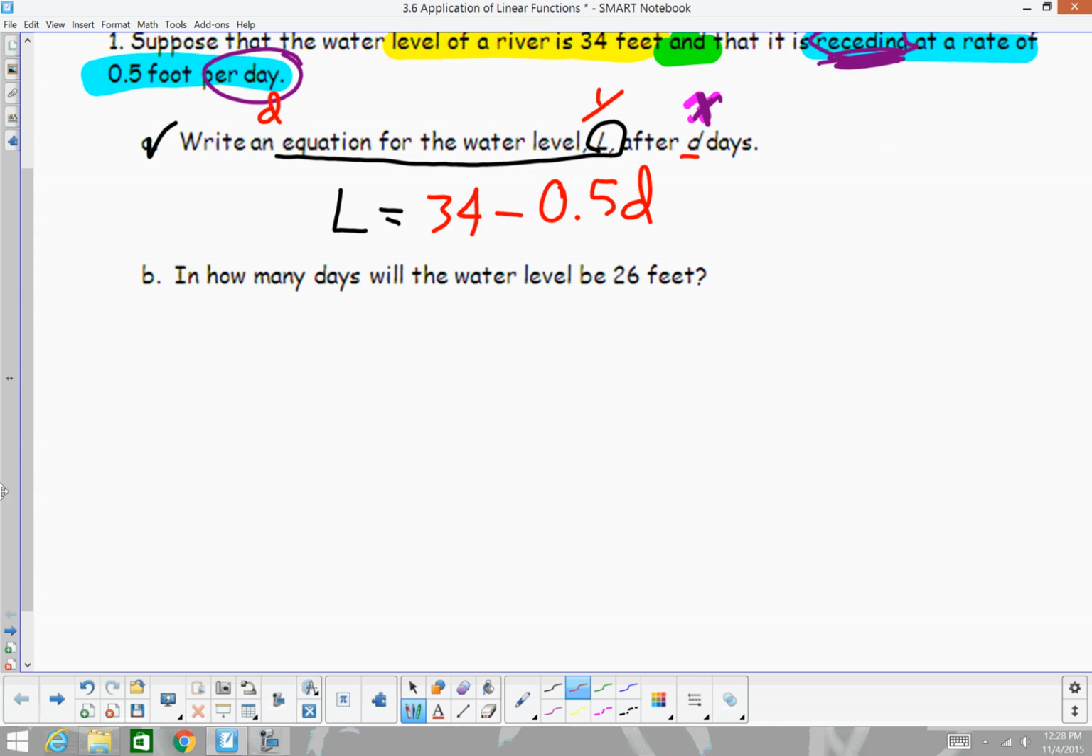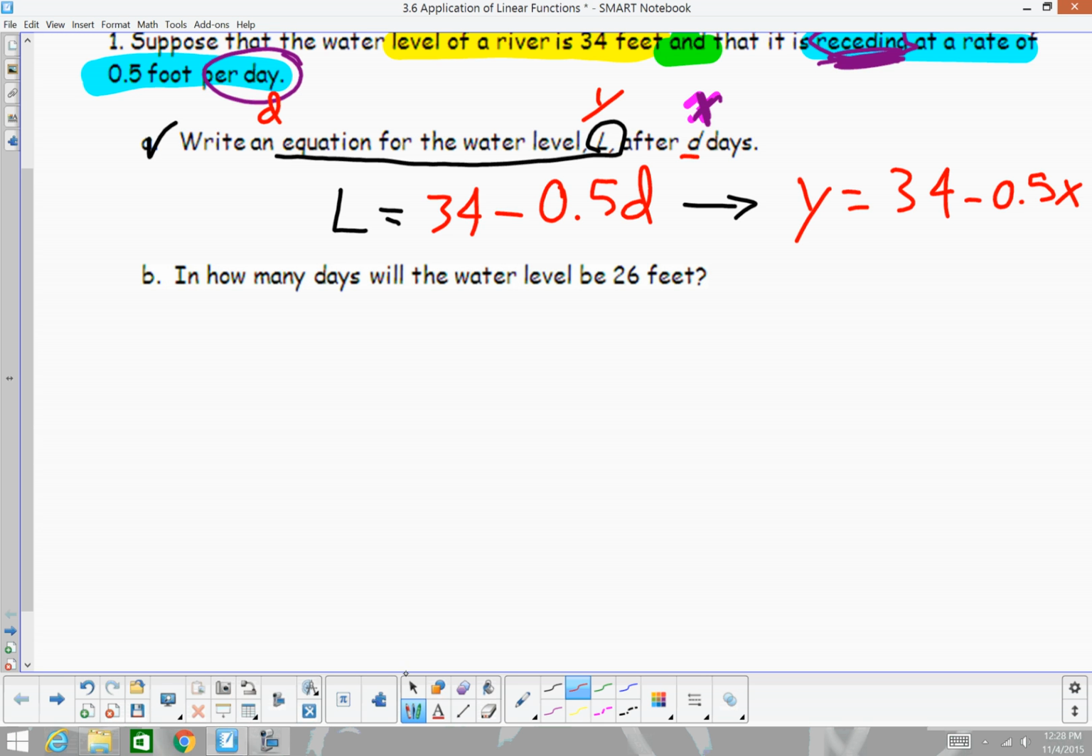Now, that's the same thing as saying if you wanted to write it as y equals mx plus b, that'd be the same thing as saying y equals 34 minus 0.5x. It's like saying the same thing, okay? But this is using a notation in terms of the problem.